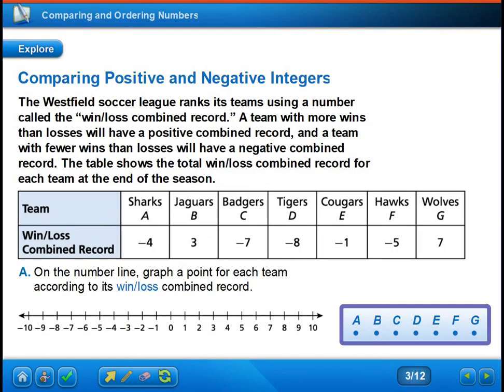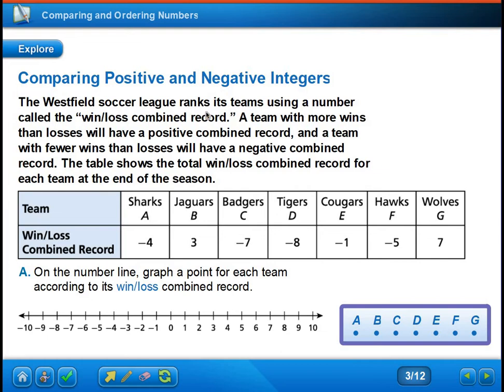All right, so comparing positive and negative integers. Here we have the Westfield Soccer League, which ranks its teams using a number called the win-loss combined record. A team with more wins than losses will have a positive combined record, and a team with fewer wins than losses will have a negative combined record. The table shows the total win-loss combined record for each team at the end of the season.